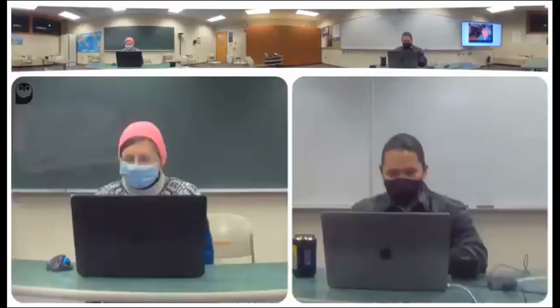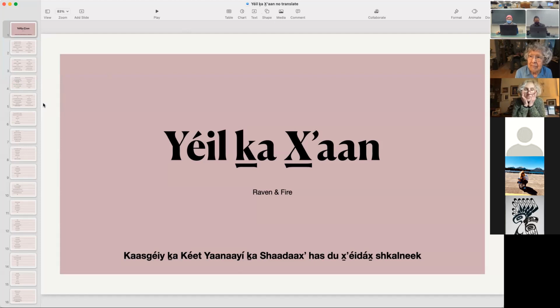So we are looking at this story. It's called Yéil, ʼaan. We've gotten 5 pages in on a 16-page story, so we're making good progress. We're using this exercise to practice reading sentences in Tlingit and looking things up that we're not sure about.